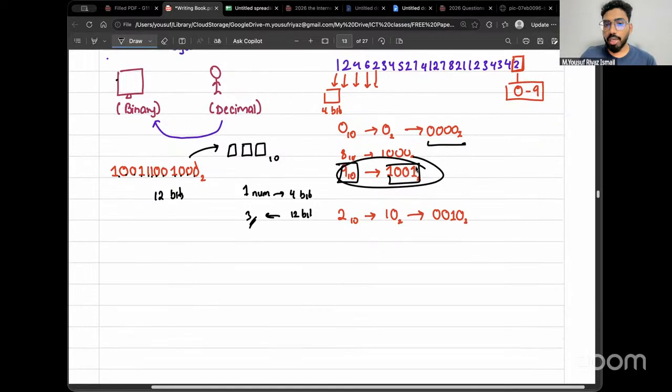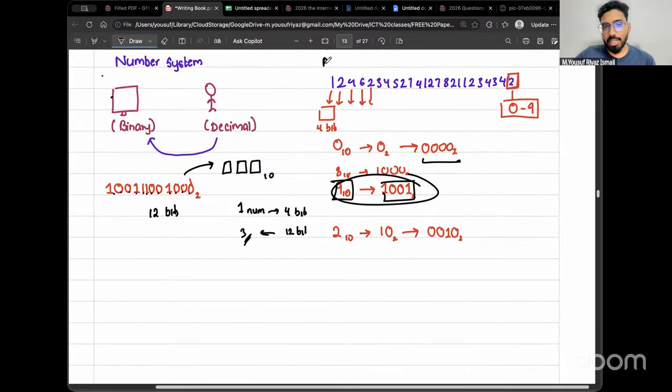The coding system that was made like this is what we call BCD, binary coded decimal. Tell me, are you clear about this whole thing about BCD first?